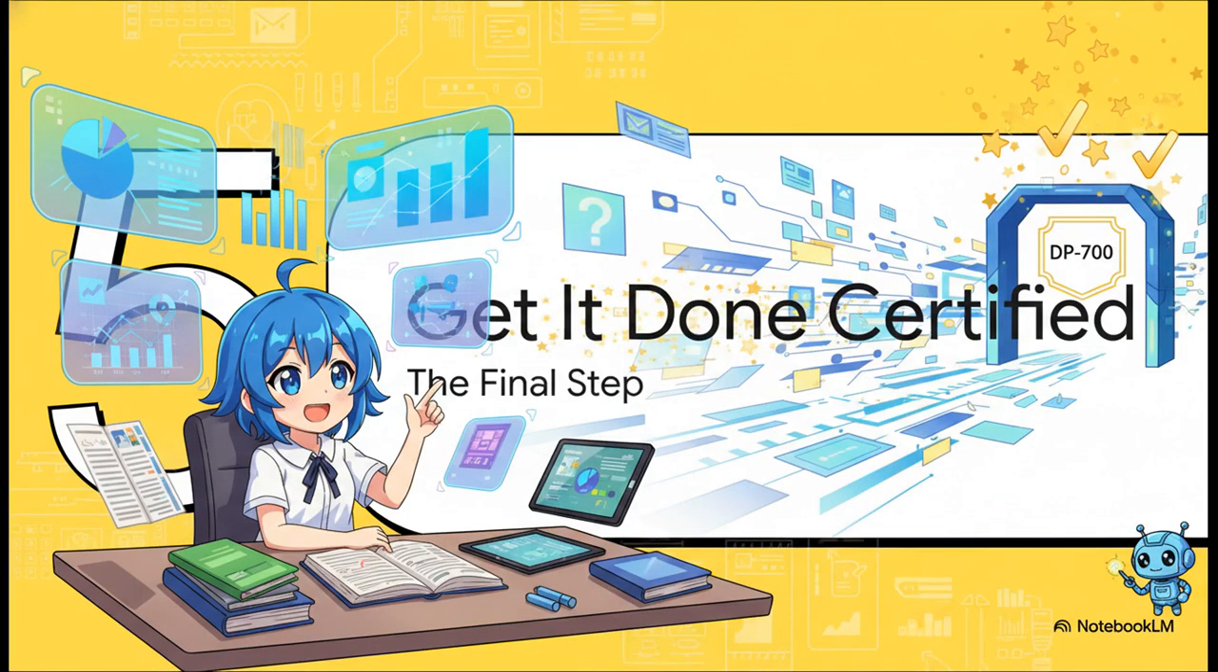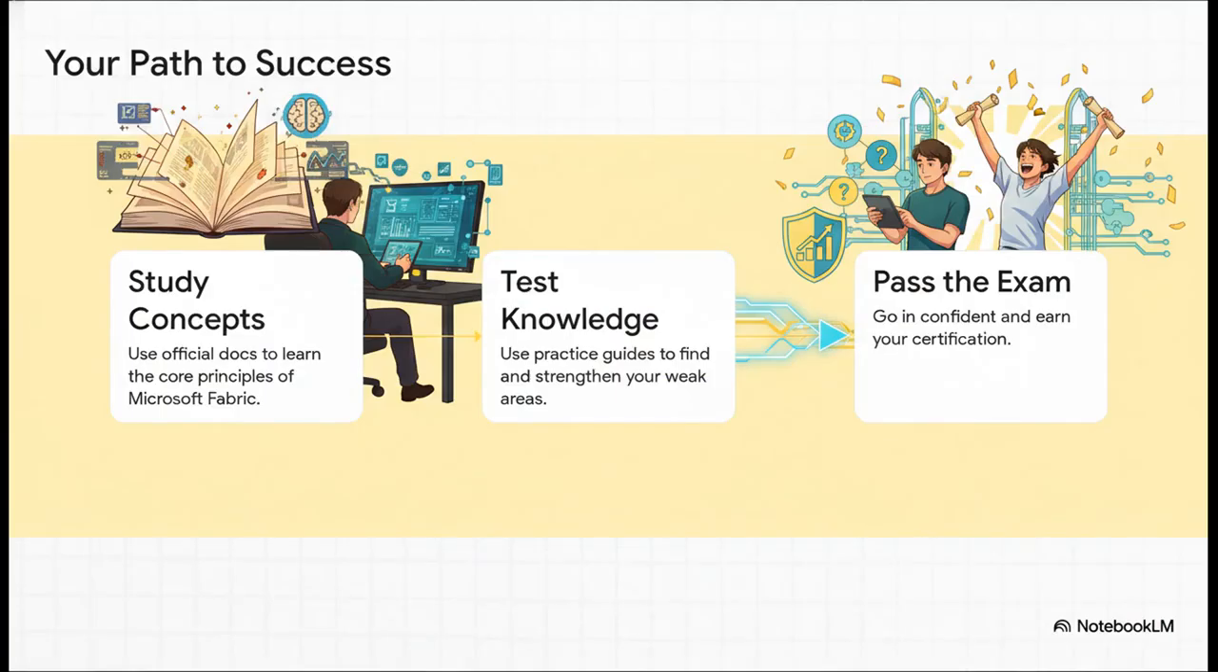See? Going through questions like that, with those detailed explanations, it just proves that practice isn't just a nice-to-have. It is the absolute, final, most essential step before you walk into that testing center. So really, your path to getting certified is a simple little 3-step plan. Step 1, study the concepts. Hit the books, go through the official Microsoft Learn docs. Step 2, test yourself. Find out what you don't know. Find those weak spots and fix them. That's where a great practice guide is worth its weight in gold. And then step 3, walk into that exam confident and pass it.